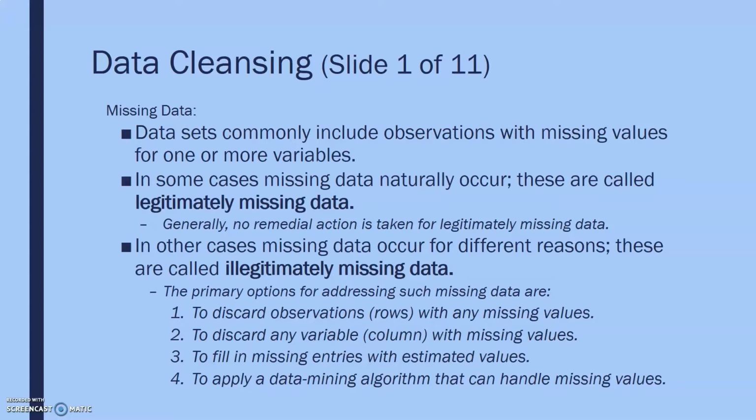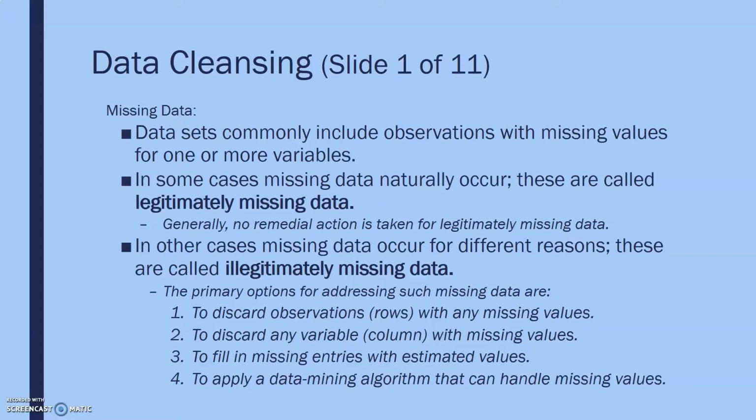For example, respondents to a survey may be asked if they belong to a fraternity or a sorority, and then asked how long they have belonged to a fraternity or sorority. If the respondent does not belong to any fraternity or sorority, then she or he should skip the question about how long. So this is legitimately missing data, and there is no remedial action to be taken for skipping the question.